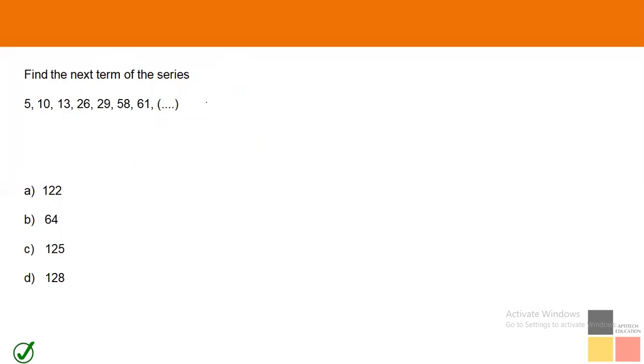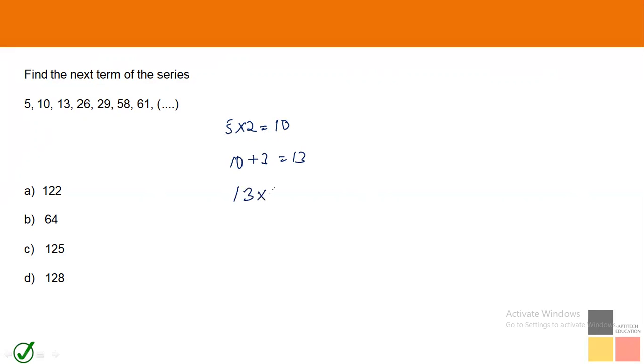Next one, find the next term of the particular series. So we have a series that is followed. I need to figure out what the particular pattern is. Let's look at the series. So it's 5, 10, 13, 26, 29, 58, 61, and then the question mark. Okay. So first I try to find 5 into 2. Okay, that is 10. Nice. Now 10 plus 3 gives me 13.